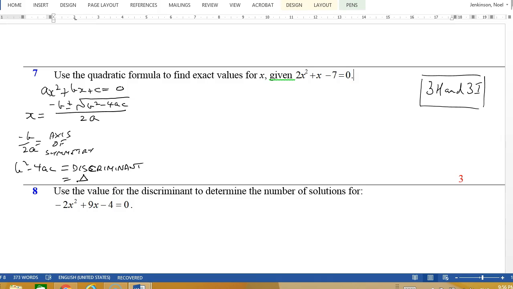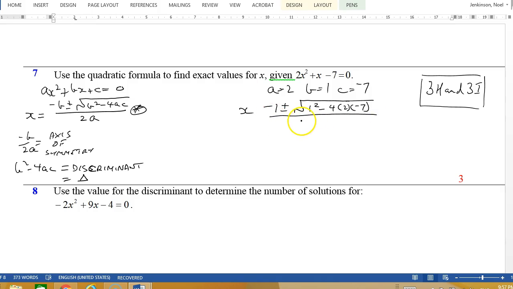In this particular example, you're asked to use the quadratic formula to solve this equation. a will be the coefficient of x squared, b will be the coefficient of x, and c will be the constant at the end, the last term, so we have 2, 1 and negative 7. You then pop those numbers into the formula and you get negative 1 plus or minus the square root of 1 squared minus 4 times 2 times negative 7. Always use brackets when you're putting numbers into a formula like that. It helps you deal with the negatives. 2a is, of course, 2 times 2.